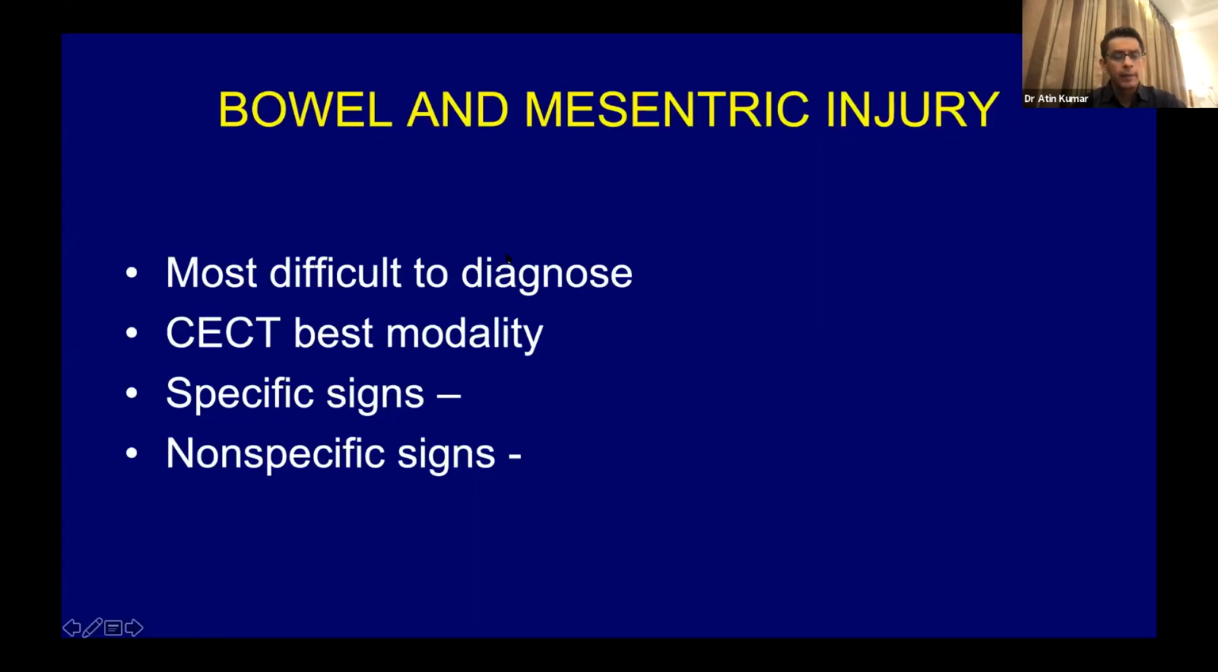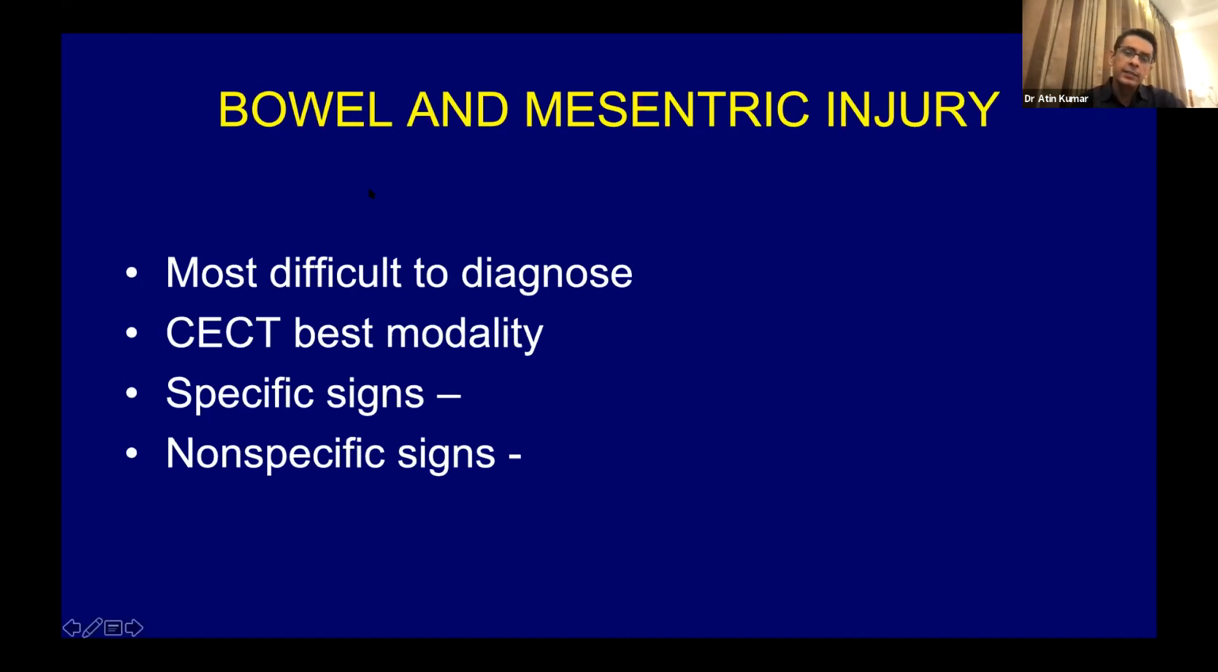Coming to the more important part, bowel and mesenteric injury. These are one of the most difficult injuries to diagnose. CT is the best modality more than anything else. However, CT is also still not very sensitive or very specific in picking up these injuries. We may miss it. CT is good for liver, spleen, pancreas, even diaphragm. For bowel, it is the best, but not as good as for other organs still. So it is one of the challenges.